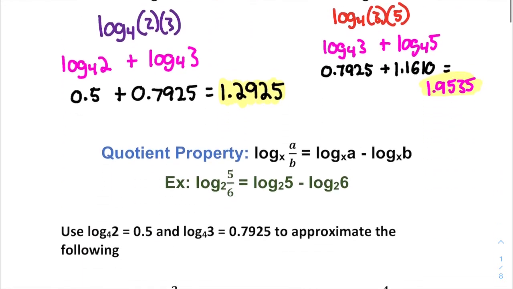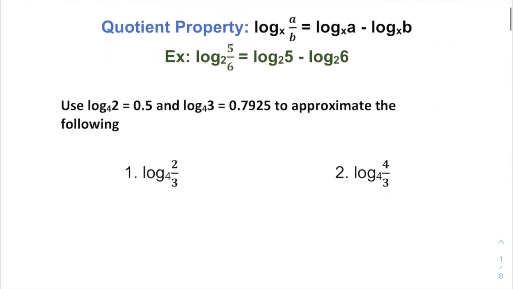The second property we're going to talk about is the quotient property. The product property says if you have a log expression of the product of two numbers, you could add those two log expressions together separately. The quotient property says if you have a log expression of a fraction, we could subtract those values to find the exponent we could raise the base to get the value we're looking for.